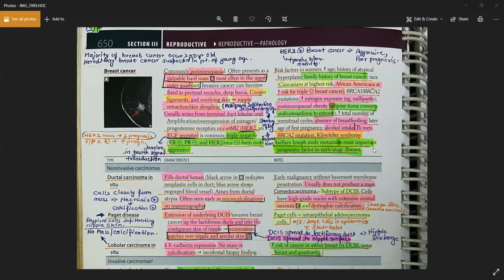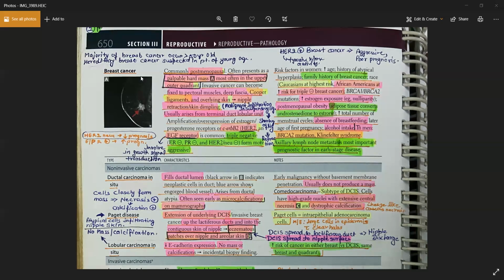So that's about the generalized features of all breast cancer. Postmenopausal females, more than 50 years of age, sporadic cases, having a history of obesity, alcohol intake, nulliparity, or no history of breastfeeding will increase the risk of developing cancer. Familial cases will always present with a premenopausal breast cancer. The patient could have BRCA1, BRCA2 mutations.